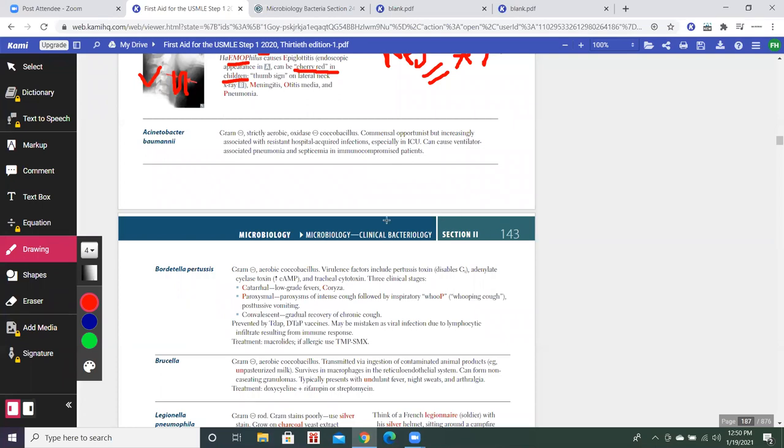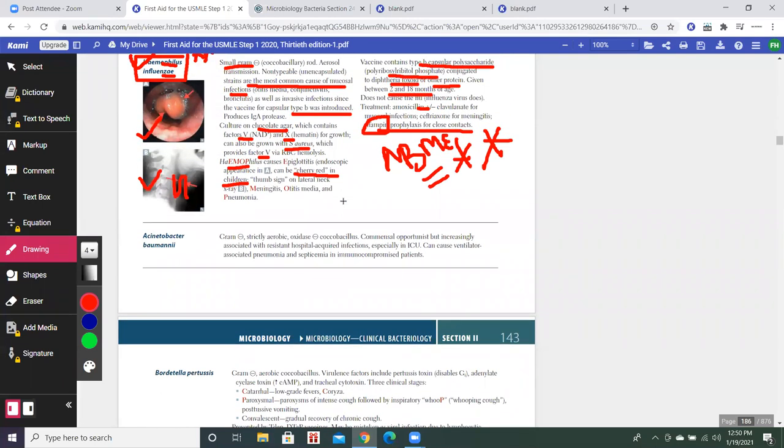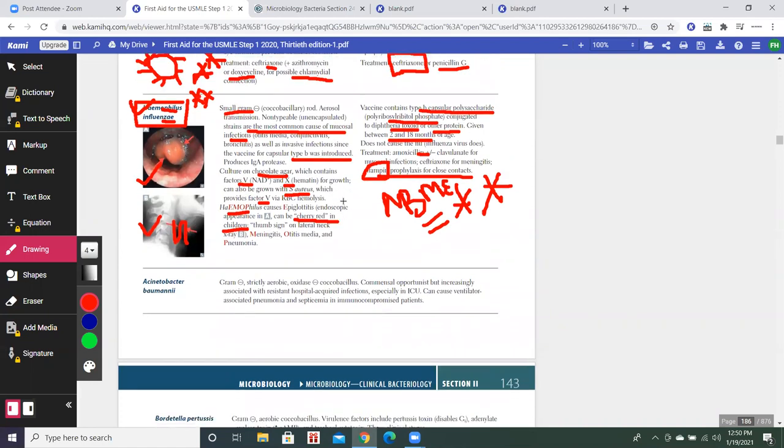The difference between typeable and non-typeable is the capsule. Yes. Polyribosyl ribitol pyrophosphate capsule. Okay.